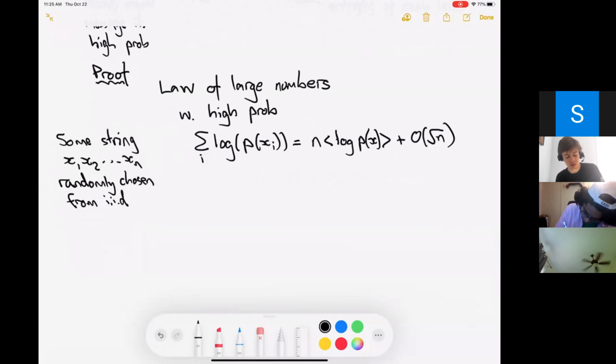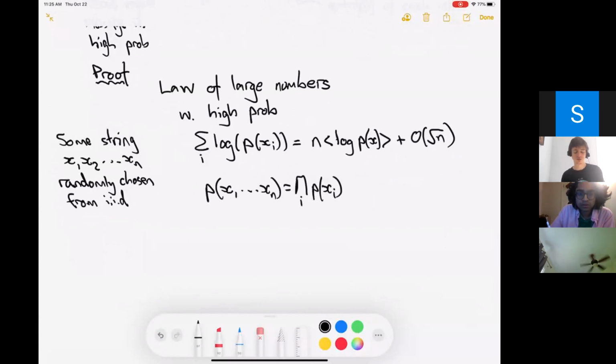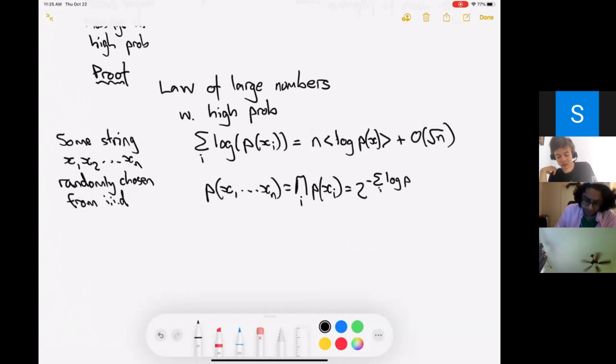In other words, p of x1 ... xn, which is equal to the product over the p's of xi, because they're all identically and independently distributed, is equal to 2 to the minus the sum of the logs.